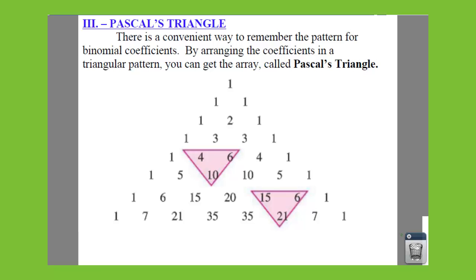Right, so we know that there's a way to find our coefficients by doing your big C and your N and your R's. There's another way you can remember these, and this is called Pascal's triangle.